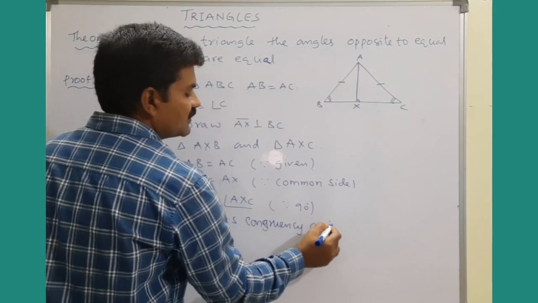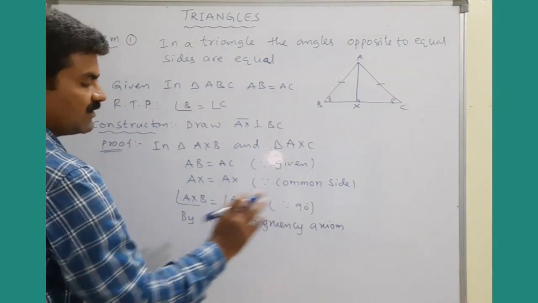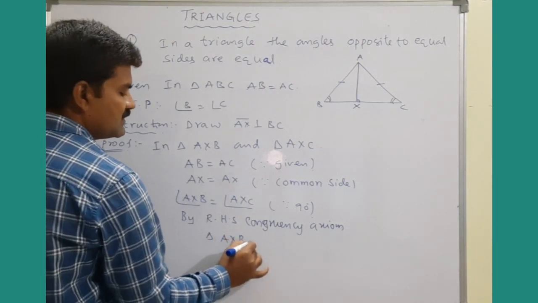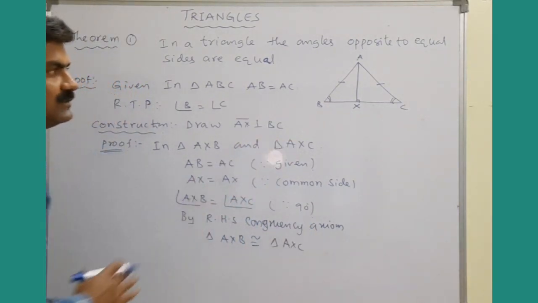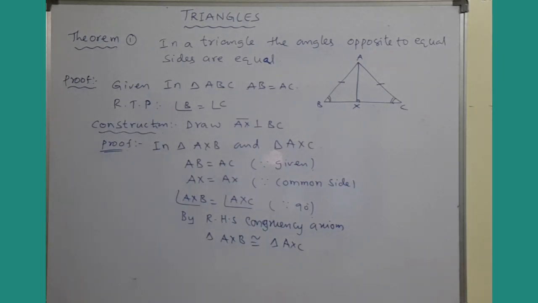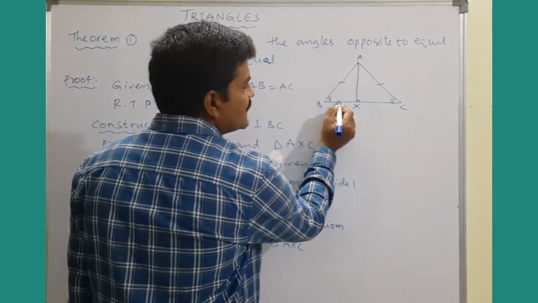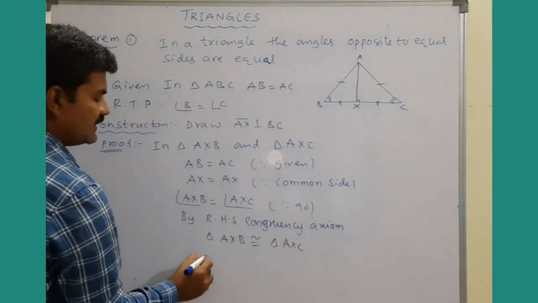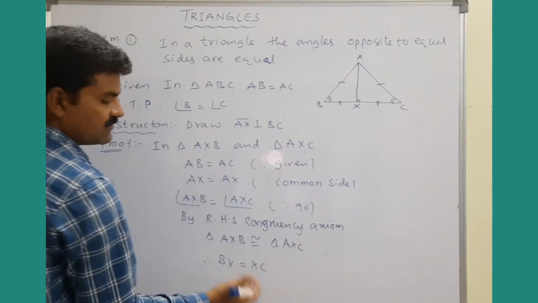axiom, because of right angle, hypotenuse and side, RHS congruency axiom, I can say that triangle AXB is congruent to triangle AXC. Both the triangles are congruent to each other. Then if both the triangles are congruent, their corresponding parts are equal. So the corresponding part of BX will be XC. Hence I can say that BX is equal to XC.